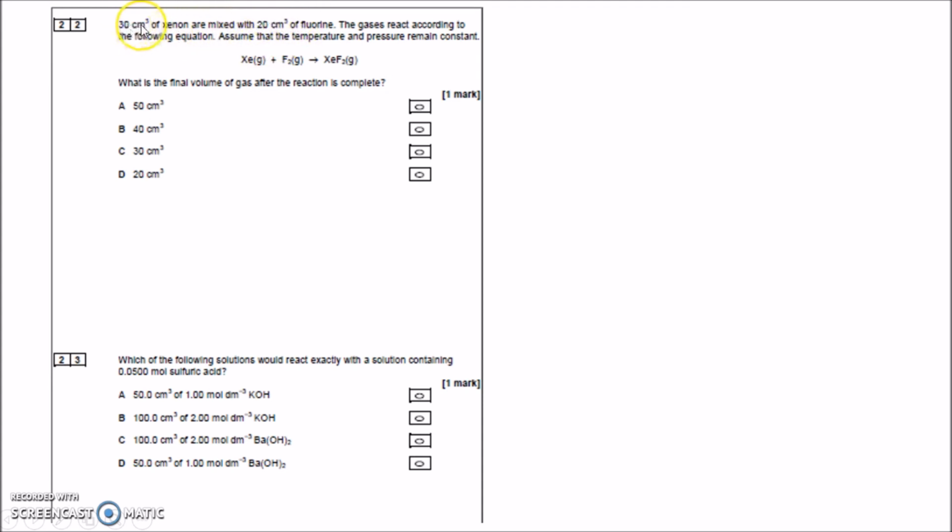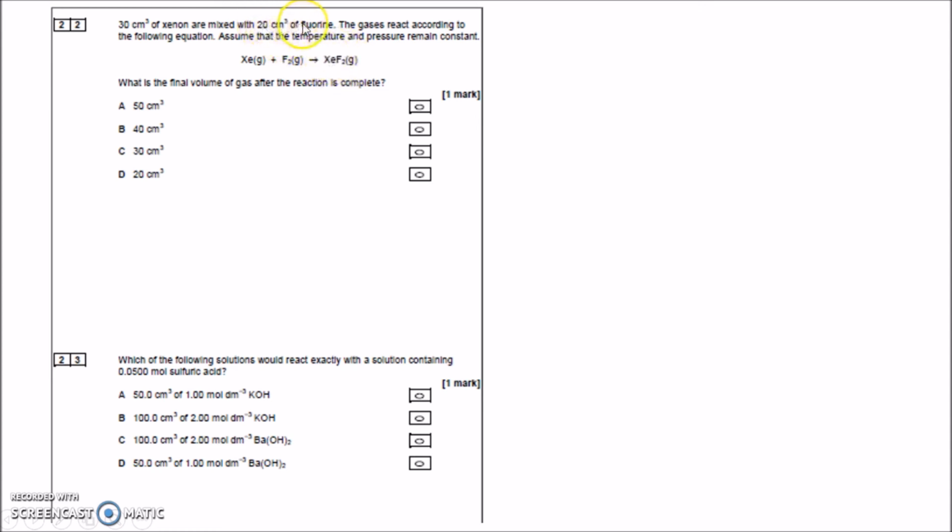So 20 centimetre cubed of this would react with 20 centimetre cubed of that and leave 10 centimetre cubed left over. Now 1 mole of this reacts with 1 mole of this to make 1 mole of this. So 20 centimetre cubed of this would react with 20 centimetre cubed of this to make 20 centimetre cubed of this. I'm making 20 centimetre cubed of XeF2.